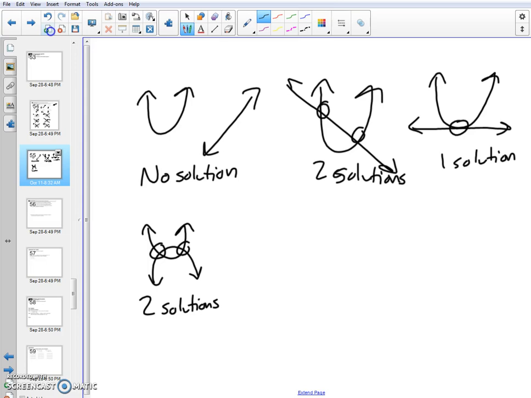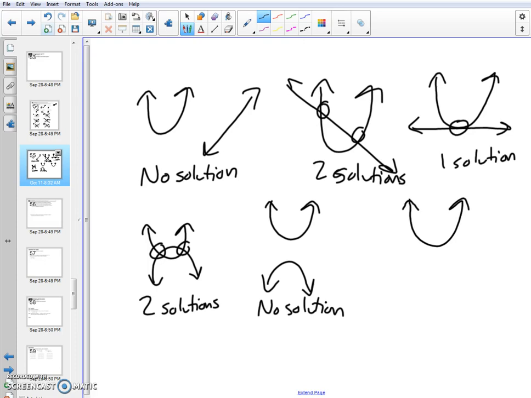It's also possible to have parabolas that never intersect. Something like this would be no solution. It's also possible to get one solution with parabolas if they just touch, right there. Okay, so when we're solving these systems, we have to keep in mind that I could be ending up with 0, 1, or 2 solutions.